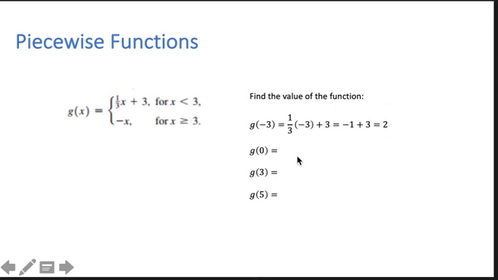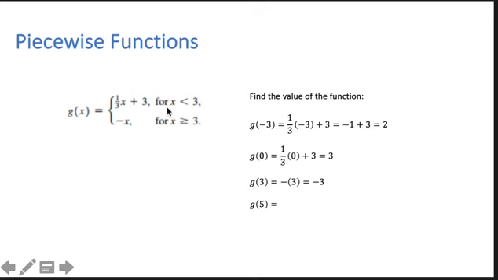And when we plug 0 into g, 0 is also less than 3. So we're going to plug that into the same piece. So we get 3 as that answer. Now when I go to find g of 3, 3 belongs in this second piece because 3 is greater than or equal to 3. It's the equal to part. So that means it's going to be defined as -3.